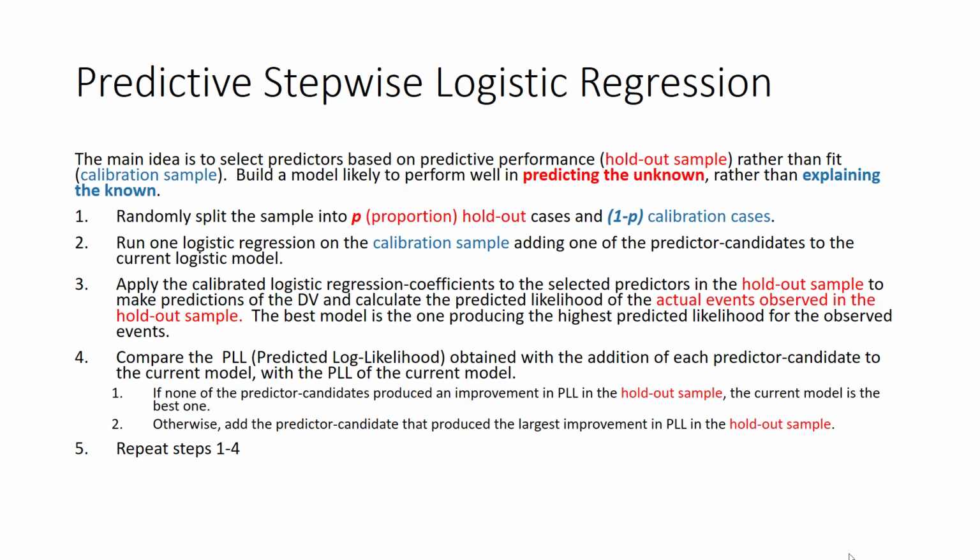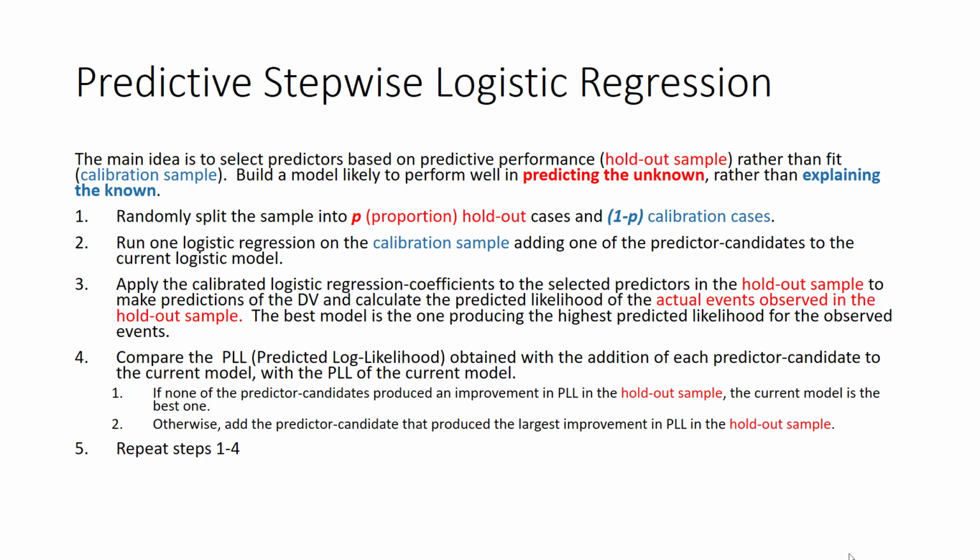Then you compare the predicted log likelihood obtained with the addition of each predictor candidate to the performance of the current model in the holdout sample. If none of the predictor candidates produce an improvement in predicted log likelihood, you're done. You already got the best possible model. Otherwise, you add the predictor that produces the highest improvement in predicted log likelihood.